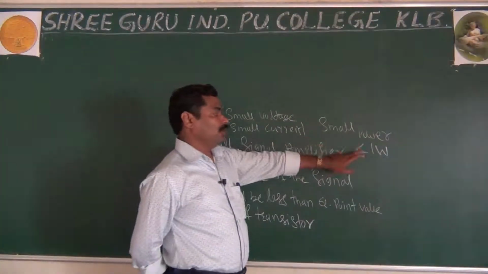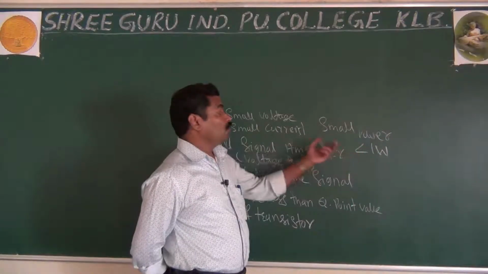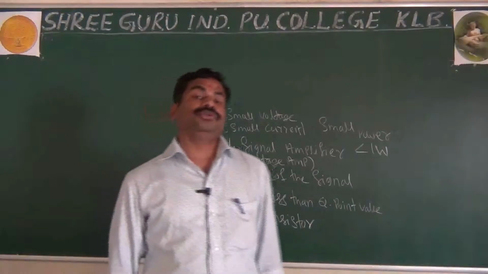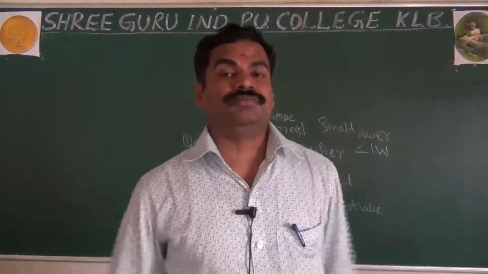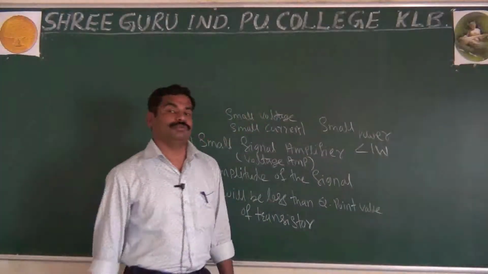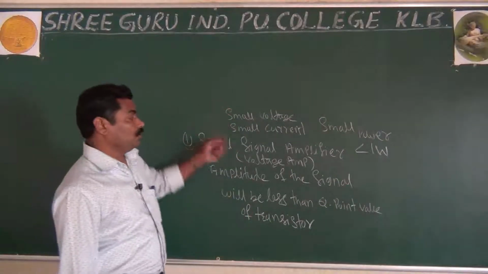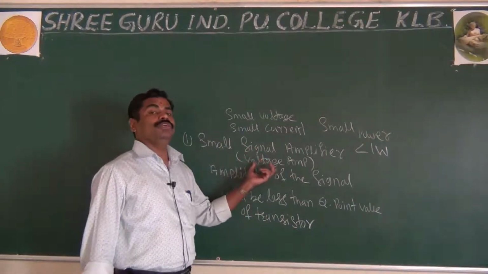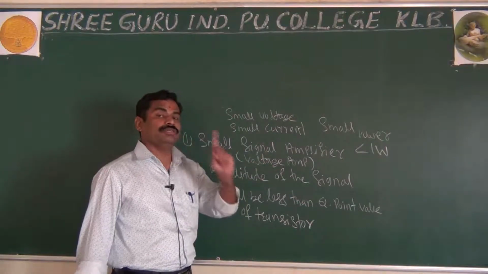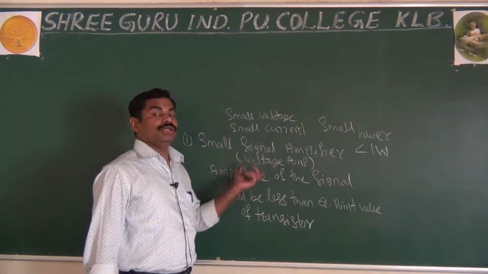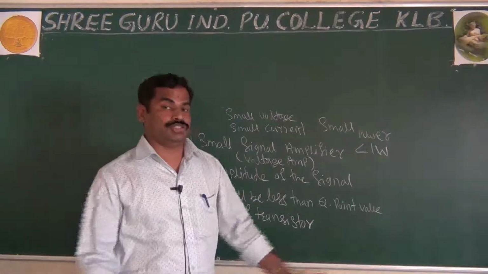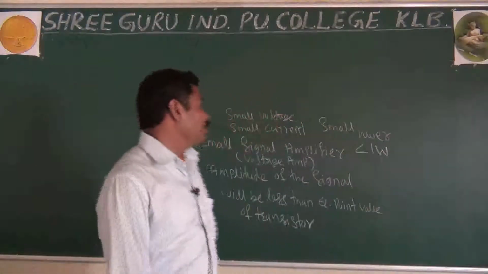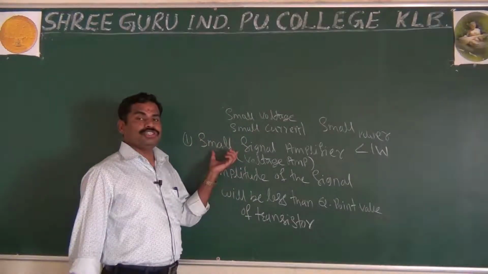That is nothing but less than 1 watt. And also the power efficiency is very less, and the dissipation of power is also very less. The most important thing about the small signal amplifier is that it is used only for voltage amplification. You are increasing the voltage level of the signal. That's what is called a small signal amplifier.